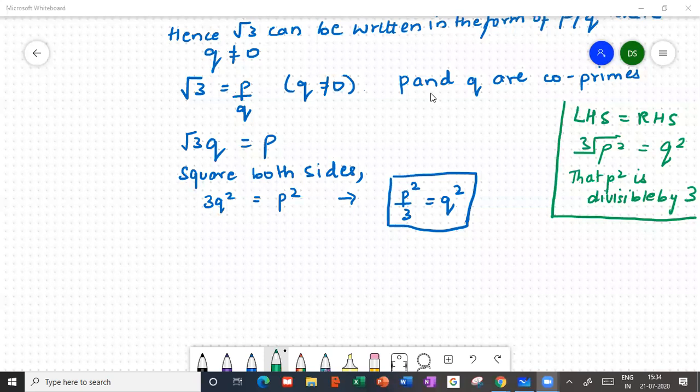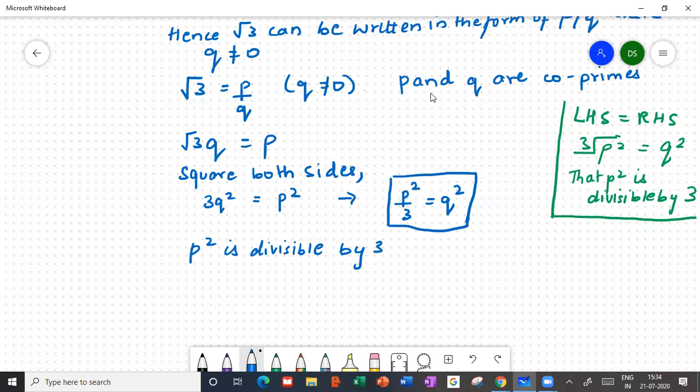So, from this equation that I have written in the blue box, what can I say? That p square is divisible by 3, correct?